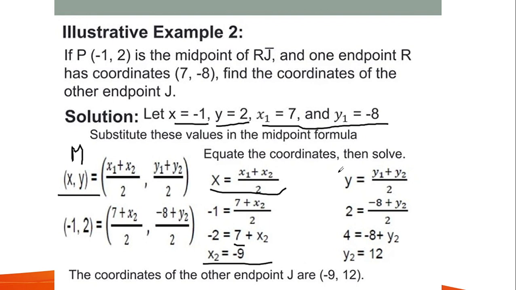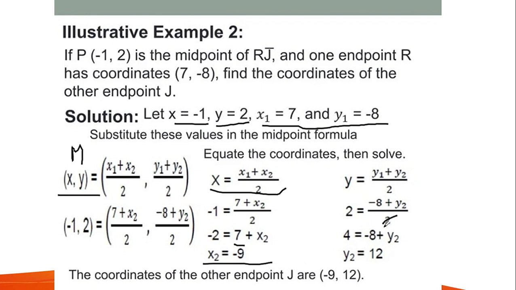Now, let's solve for the y coordinate. So y is equal to y sub 1 plus y sub 2 over 2. Now, our midpoint y coordinate is 2 and our y sub 1 is negative 8. Then we will find y sub 2 over 2. So again, multiply both sides by 2, so the 2 cancels. 2 times 2 becomes 4. And then we transfer the negative 8 to the other side.